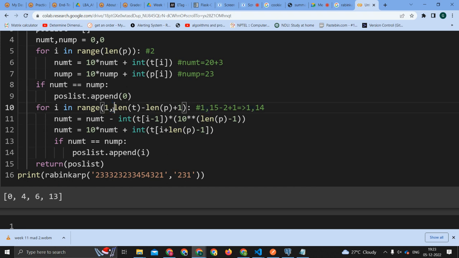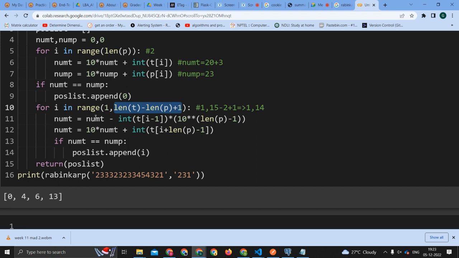Okay. What does this ending iteration mean, length of t minus length of p plus 1? We will not have a pattern starting at the end, no? So that's why. Correct. Exactly. You're right. Okay.